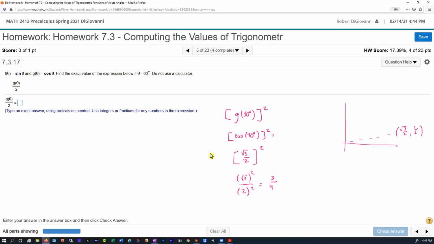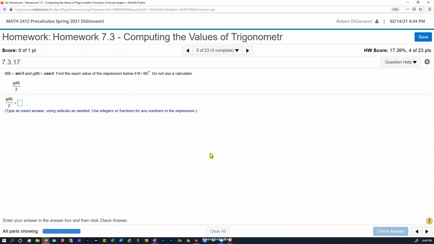Okay, so now compare that to this one. They want to know what g of theta over 2 is, but here theta is 60 degrees. So they want g of 60 degrees divided by 2. Now be real careful here. We're not saying what is g of 60 degrees over 2, because this 2 is separated by this bar. The bar is not inside that parentheses. So we need to figure out what cosine of 60 is first, then divide that by 2.